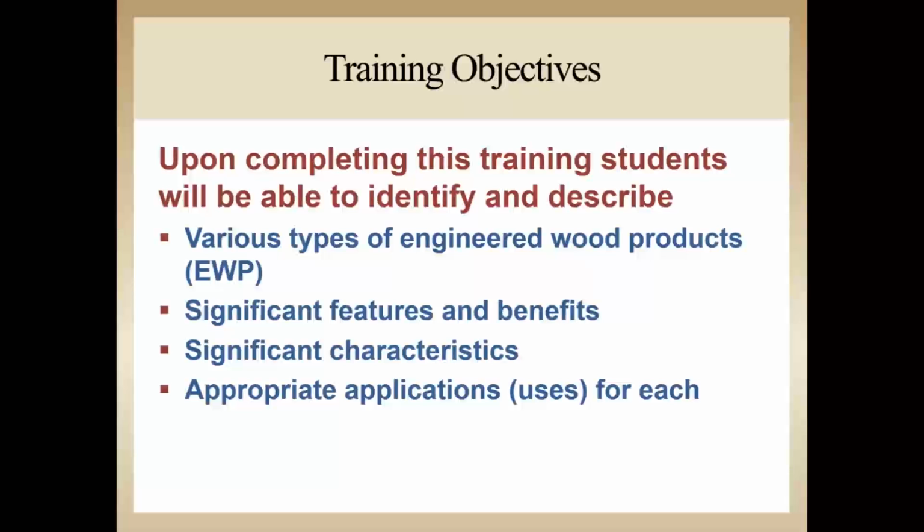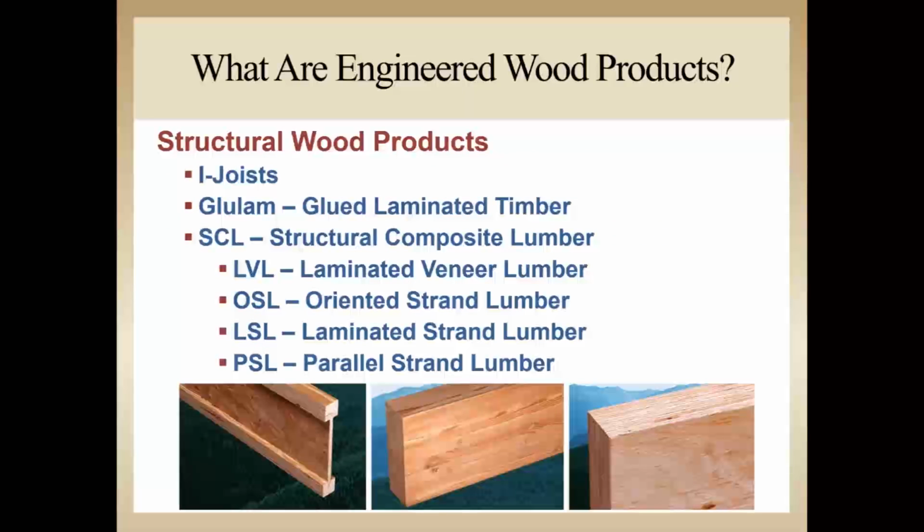So let's start by, of course, talking about what are engineered wood products. Engineered wood can be described as any wood-based building material that has been improved physically by a man-made process. Today we'll be talking about a group of structural wood products manufactured using veneers, wood strands, and solid wood.